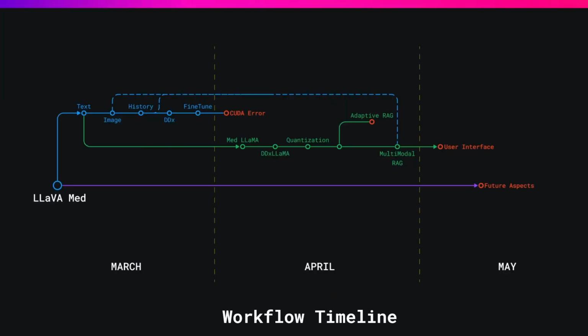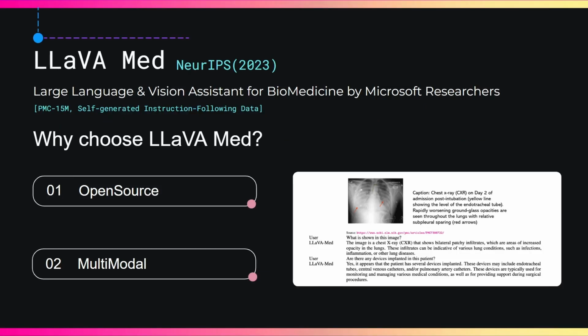So this is the timeline of what we did over a span of 3 months, that is March, April and May. The blue track here represents the work that we did with LavaMed, the green path represents the work that we did with MedLama, and the purple path represents the future aspects of our project. When the project was assigned to us, first of all we started with LavaMed, which was given to us by our mentor Anushkrit Goyal.